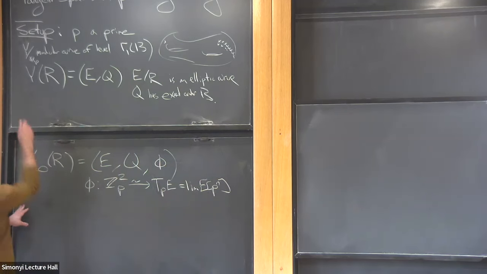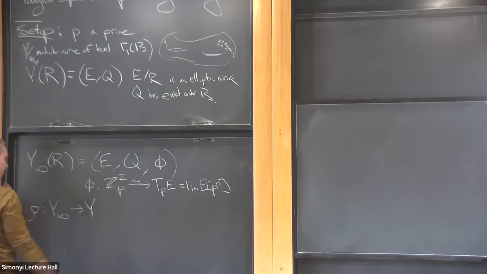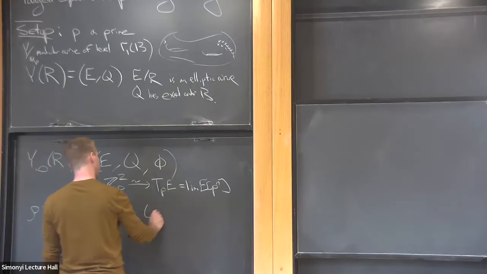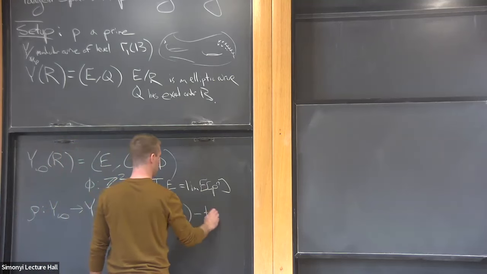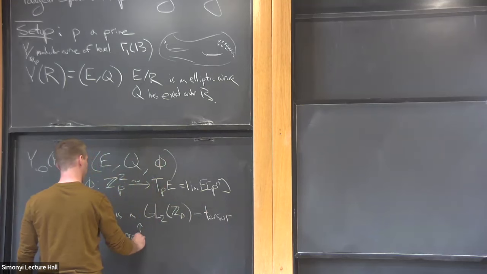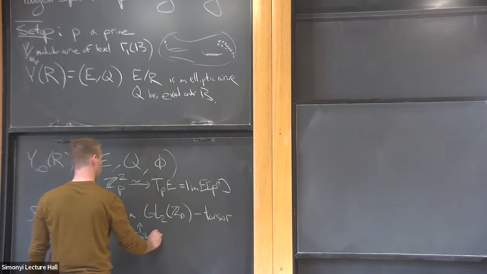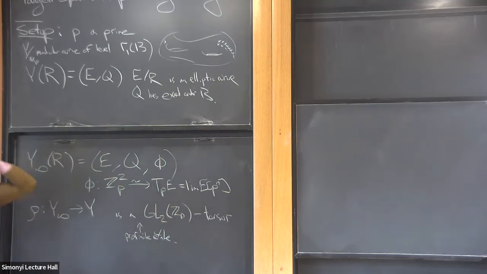And let me write down, there's a natural forgetful map from Y_∞ to Y. It just forgets this trivialization, and this is a GL_2(Z_p)-torsor, maybe you could say a profinite étale GL_2(Z_p)-torsor. Again, GL_2(Z_p) is just a scheme. Okay, and so this is a very classical picture.